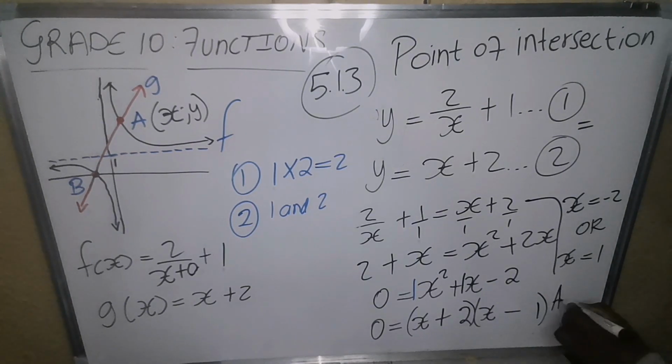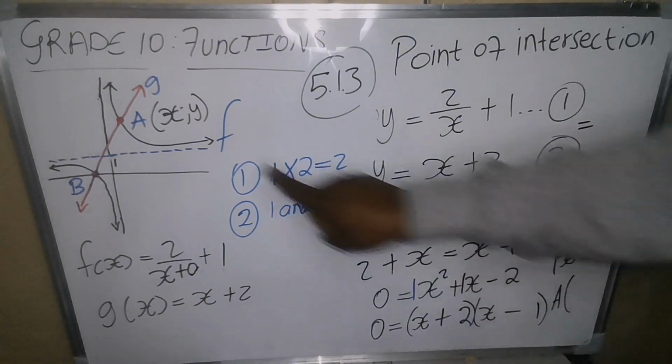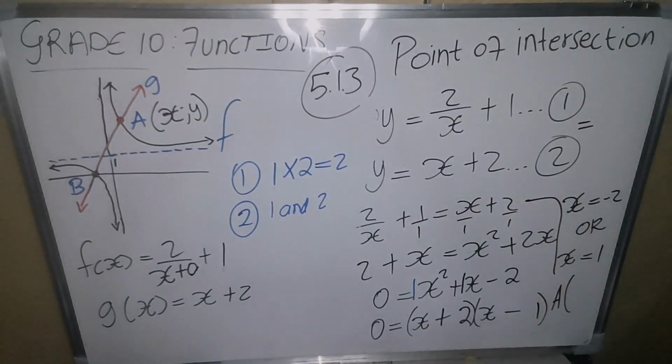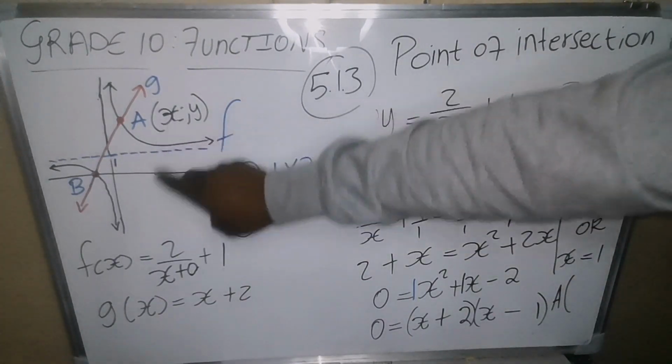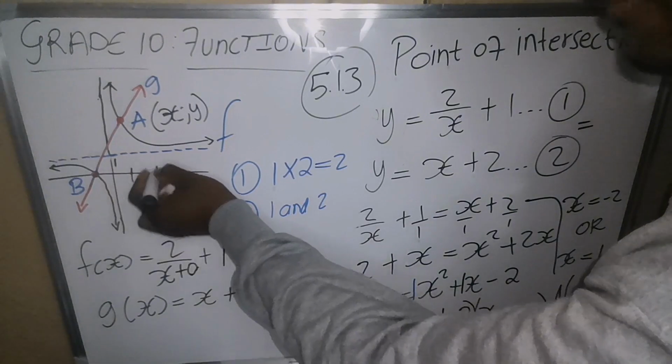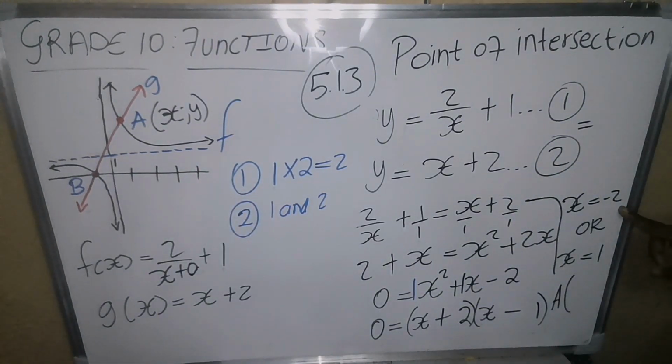Now the coordinates of A, you must write them. You're not done yet. You just found x. We need to find y. This x here, on this part of the graph, should be positive because it's on the right side of the x-axis. The x coordinates here are positive. Our x should not be equal to negative 2. So the first coordinate, the x coordinate of A, is 1.